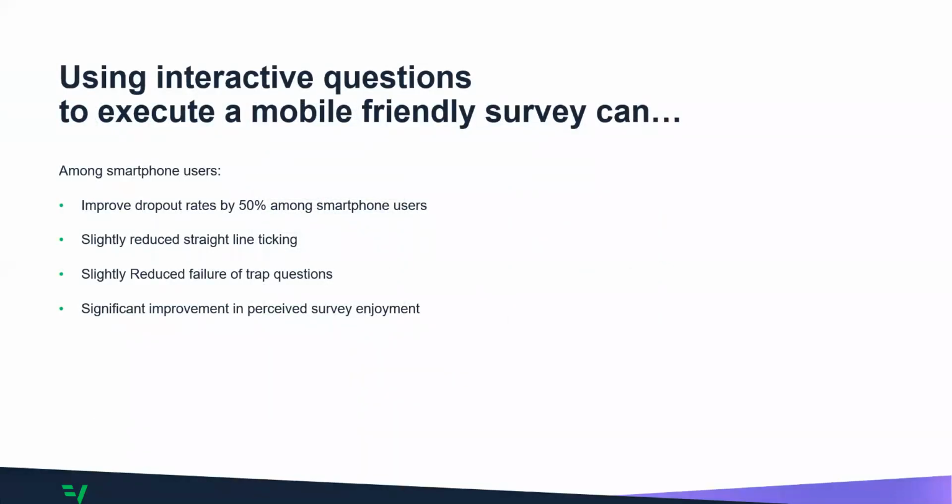Specifically, what we've found is that having a mobile-friendly survey using interactive questions, we can improve the dropout rate by as much as 50% among smartphone users. It can have a modest improvement in reducing failures on trap questions, as well as reducing straight line ticking in grids. And lastly, it can have significant improvement in survey enjoyment.